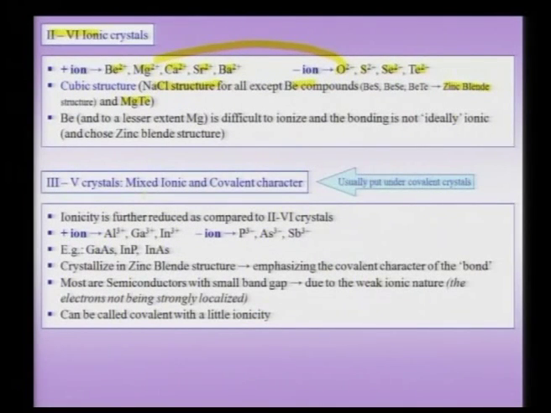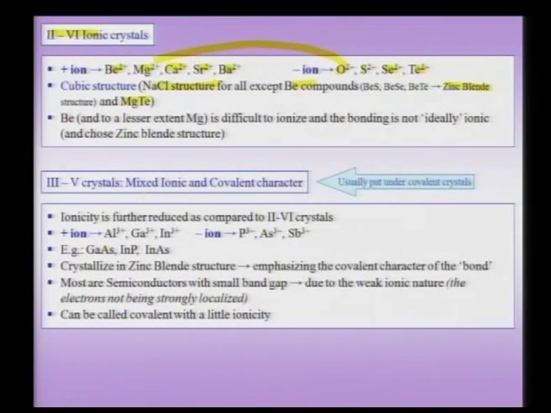So, the 2,6 structure is already a little stretch on the pure ionic character of the bond, and you can often see that the structure stabilized is not characteristic of a pure ionic crystal. Beryllium is difficult to ionize, and the bonding is not ideally ionic, and therefore they choose the zinc blende kind of structure.